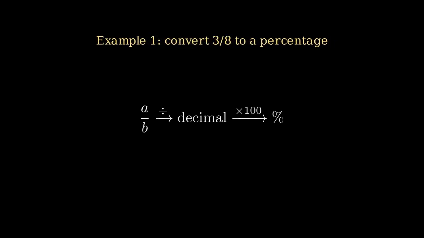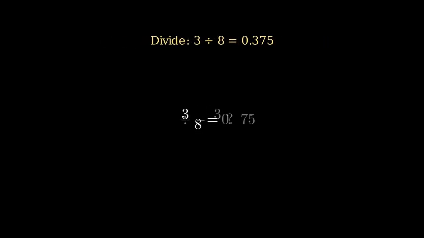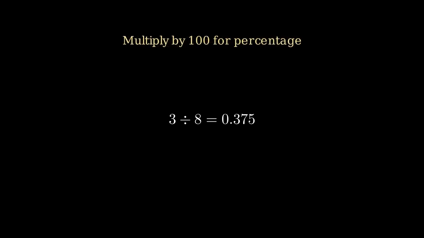Let's work through example 1. Convert 3 divided by 8 into a percentage. First we divide. 3 divided by 8 equals 0.375. Now we multiply by 100 since we want a percentage. 0.375 times 100 equals 37.5. So 3 divided by 8 equals 37.5%.